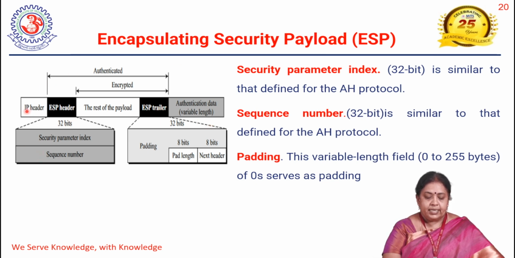So what does this header contain? The header contains the security parameter index as well as the sequence number, whereas the trailer contains the padding bits, the pad length, and also the next header. So these are the fields of the ESP.